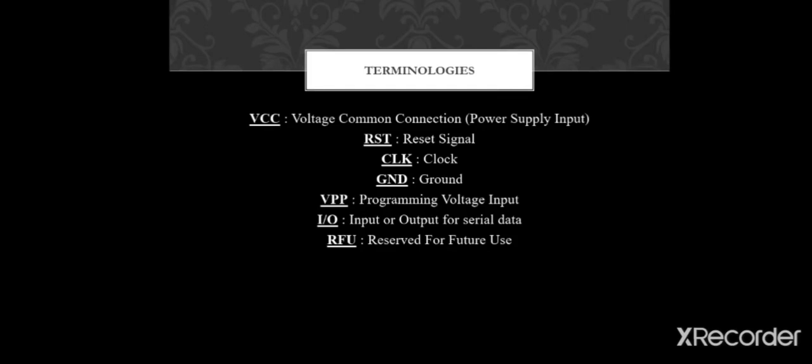Now, the terminologies which are used in the smart card chip. VCC is known as the voltage common connection. It is also the power supply input, means where we give the power supply to the electronics. RST is a reset signal. It is helpful to reset the chip at any time. CLK is a clock which records the value of the smart card chip's performance. GND is ground, VPP is the programming voltage, I/O is the input or output for serial data, and RFU is reserved for future use in the smart chip.